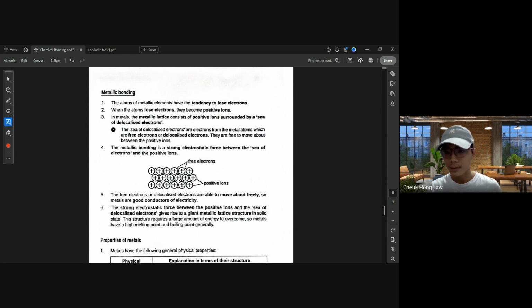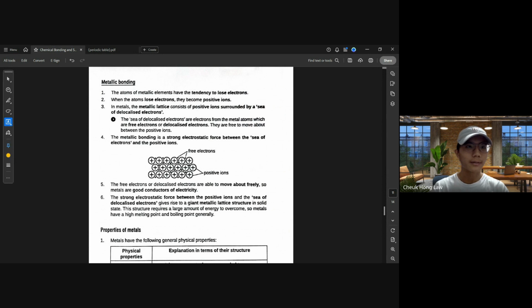Okay. Now we move on to metallic. So metals, right, they have the tendency to lose electrons. When they lose electrons, they become positive ions. So in metals, the lattice consists of positive ions surrounded by a sea of delocalized electrons.